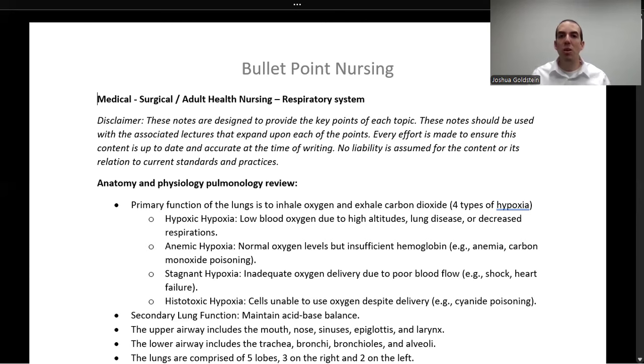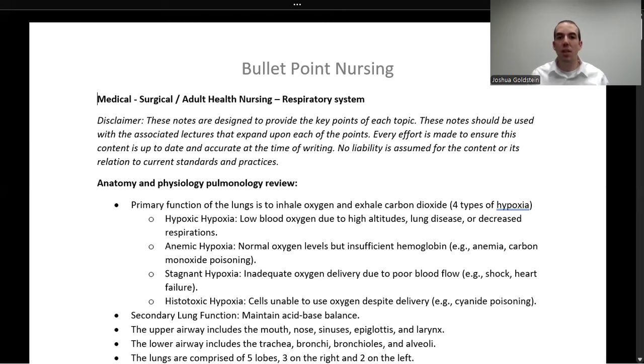Now, this is meant to prepare you for your RN nursing courses in respiratory or pulmonology. This is not going to teach you everything that you need to know for respiratory or pulmonology. However, it's certainly going to give you a very strong foundation, and it's probably going to cover more than half of what you're going to learn in nursing school in terms of the respiratory or pulmonary systems. So let's go ahead and start with a basic anatomy and physiology review.